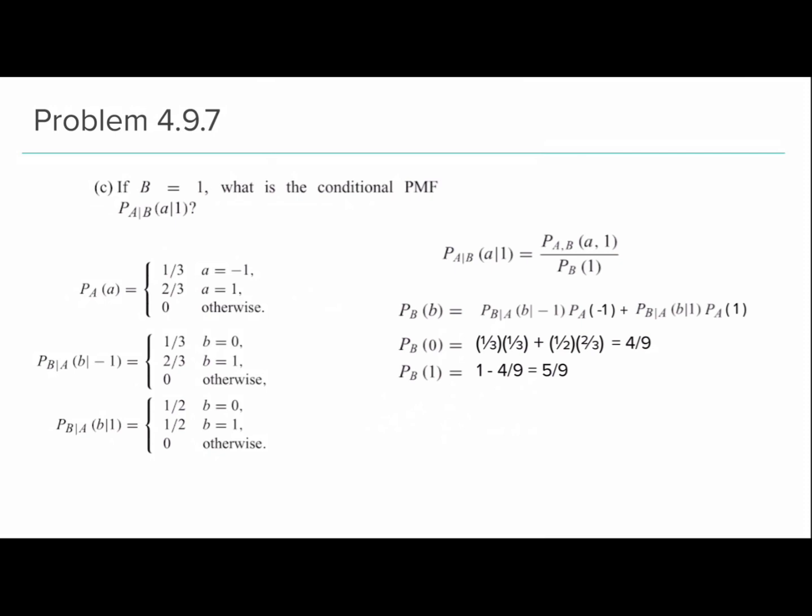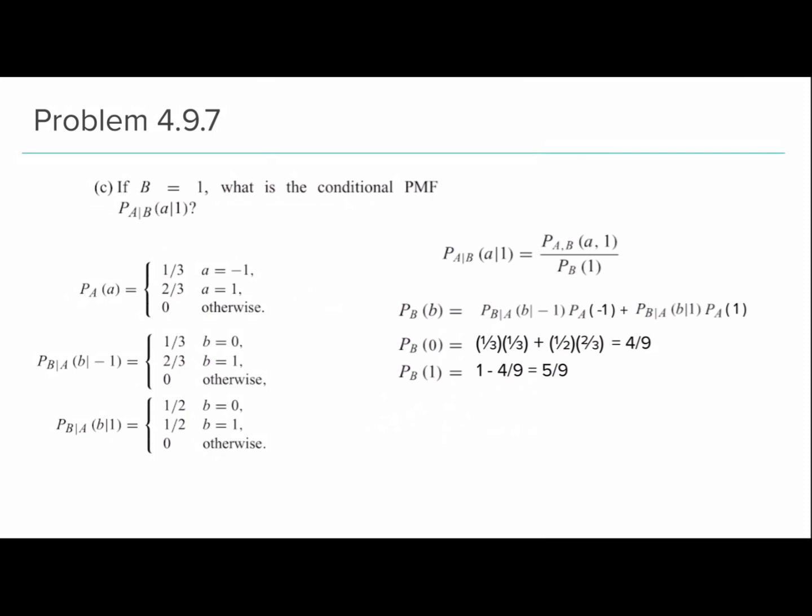So PB of 0 will be P of B given A, 0 given -1, which is the first value from the second table, 1 by 3, into PA of -1, which is again 1 by 3, plus P of B given A, 0 given 1, which is the first value in the third probability definition, 1 by 2, into PA of 1, which is 2 by 3. So the value that we get for PB of 0 is 4 by 9.